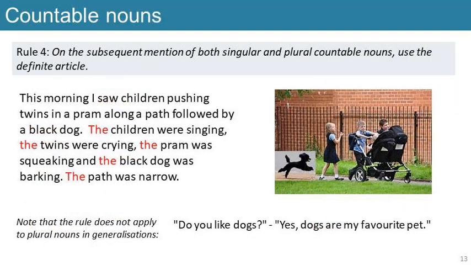It is common to mention the same noun later in the text or conversation. We can call this the second or subsequent mention. This leads to Rule 4, which states, on the subsequent mention of both singular and plural countable nouns, use the definite article. On this slide is a short text that exemplifies this rule. Note that the rule does not apply to plural nouns in generalizations.